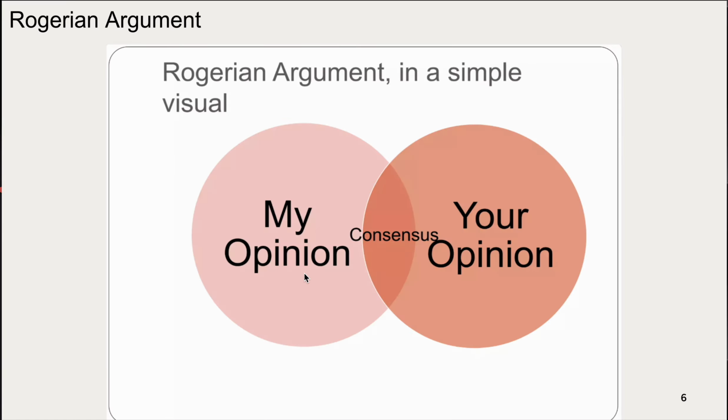Now the Rogerian visual is represented here in a Venn diagram. So you've got your opinion, and then the opposing opinion, which would be my opinion. And the goal ultimately is to meet in the middle at consensus. So you're not necessarily dismissing either side, but you're working toward a mutual understanding of each side.